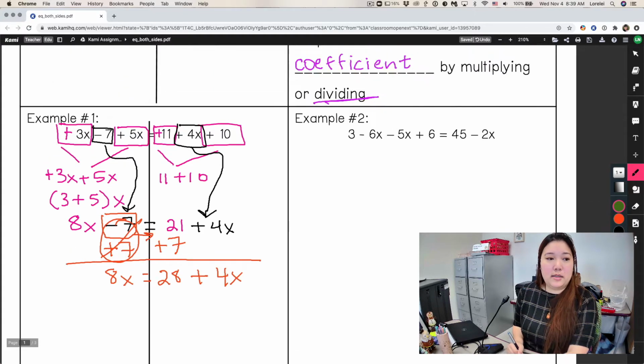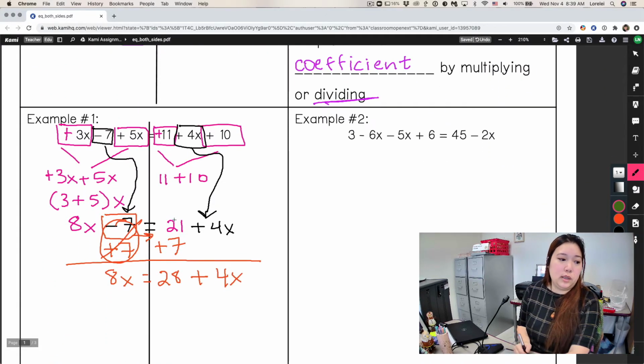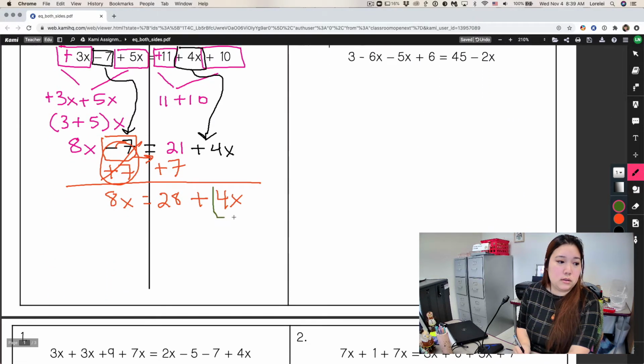So our next step, gather variables to the left by using inverse operations again. So add or subtract. That means we're going to move this over there.